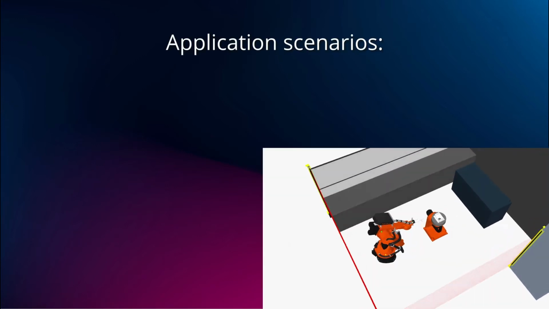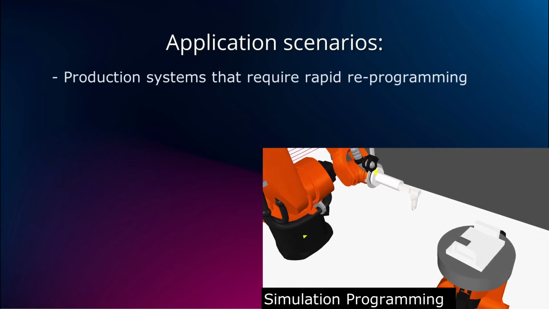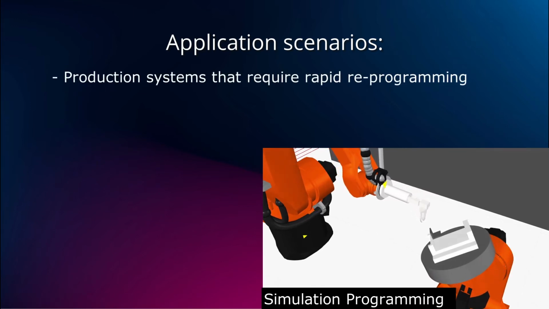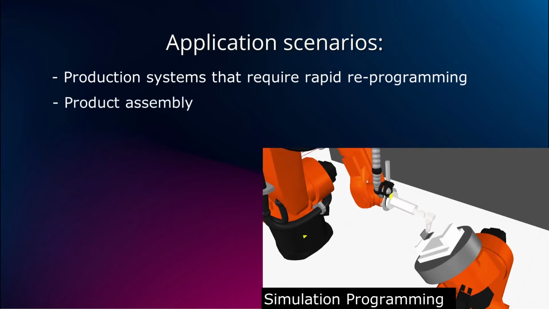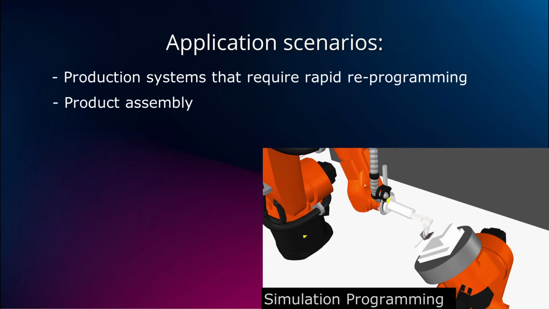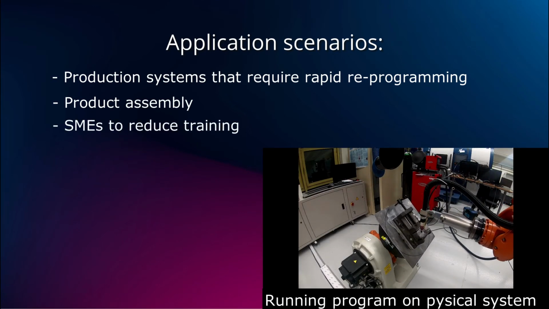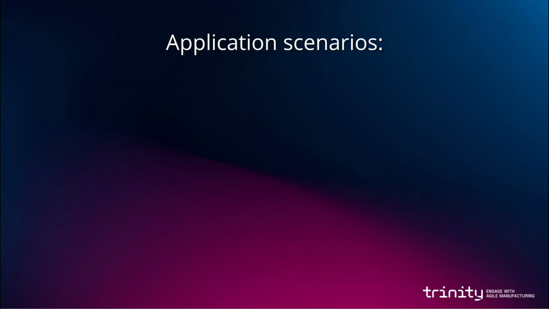Application scenarios. This use case can be used in factories or production systems which require rapid reprogramming of the welding robots. This use case can be integrated to various companies dealing with product assembly. It can also be used by SMEs to help the operator reduce the training and make the interface with the robot simpler and more intuitive.